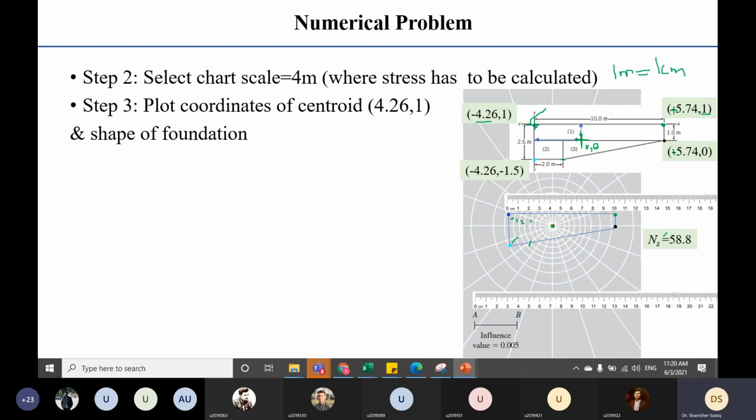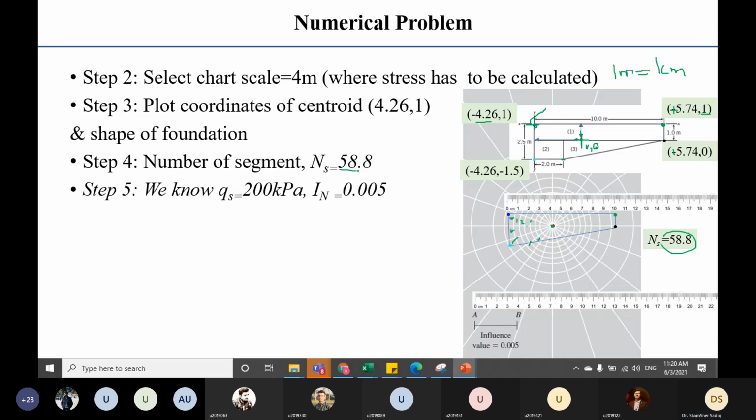So those are 58.8. And I told you that in this diagram you can take this as 0.5, this as 0.75, this as 0.5, okay. You can take this as a 0.95. So this is something approximate you have to count down. So the number of the segments is 58.8.